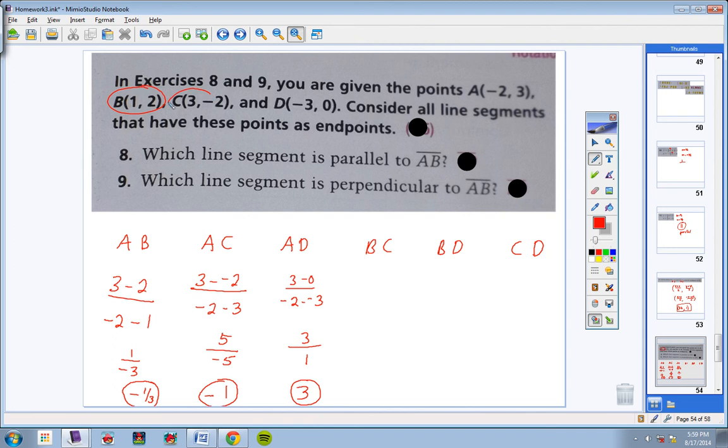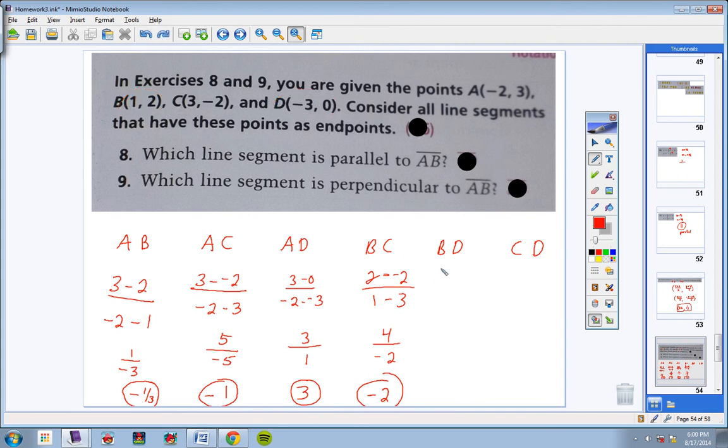So here's B and here's C. All right? So y minus y would be 2 minus a negative 2. And then your x's would be 1 minus 3. 2 minus a negative 2 is 4, and 1 minus a negative 3 is negative 2. A positive over a negative is negative, and 4 over 2 is 2. And then BD, so we're looking at B and D.